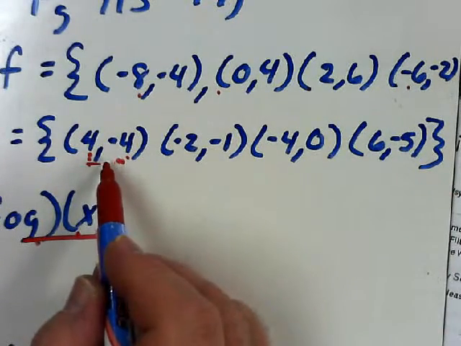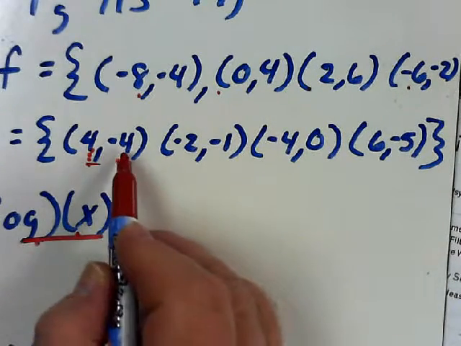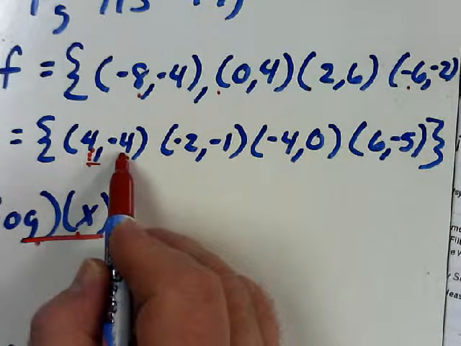Wait, hold on. If I put a 4 into the g function, I would have gotten an answer of negative 4. It's telling you the answers.